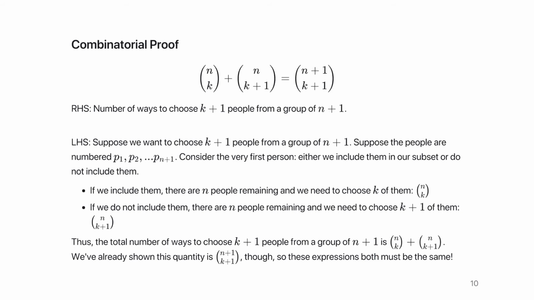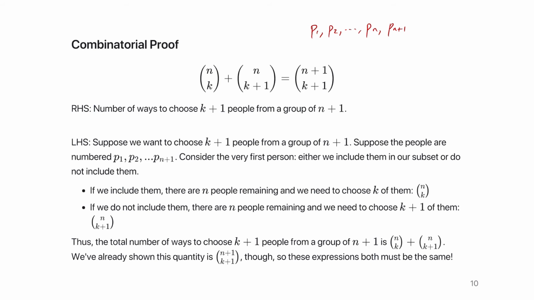Okay? So again, suppose we have a group of n plus 1 people and we want to select k plus 1 of them. Let's just say our people are p1, p2, through pn plus 1. What we can do is focus in on the very first person. For them, there are two options. Either they're included in our subset or they're not included, right? We're selecting the subset of k plus 1 of our people, and there's two options for the very first person. Either they're included or they're not included.